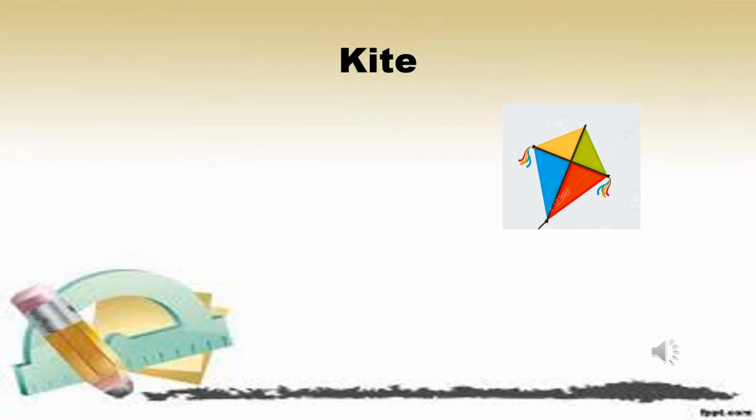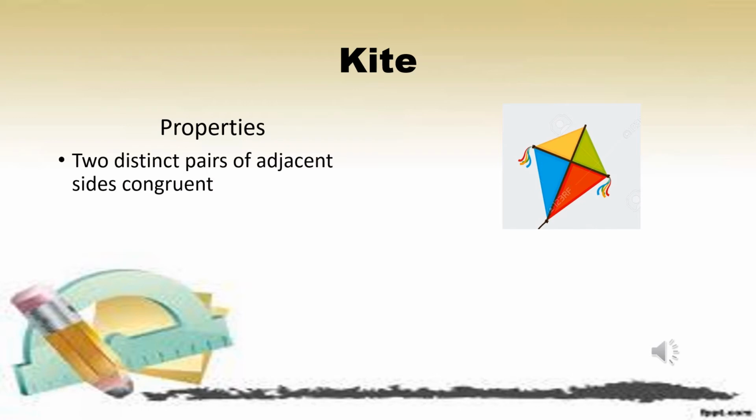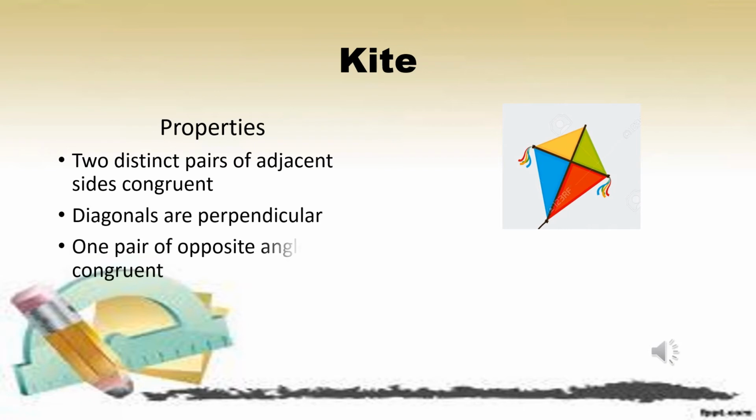Now we are down to the last half of our discussion. Let's go to the theorems on kites. So, what is a kite? A kite is also a quadrilateral with the following properties: two distinct pairs of adjacent sides are congruent, diagonals are perpendicular, one pair of opposite angles are congruent, and the diagonals bisect each other. So those are the properties of a kite. So if you find or prove a quadrilateral with those following properties, therefore that quadrilateral is a kite.